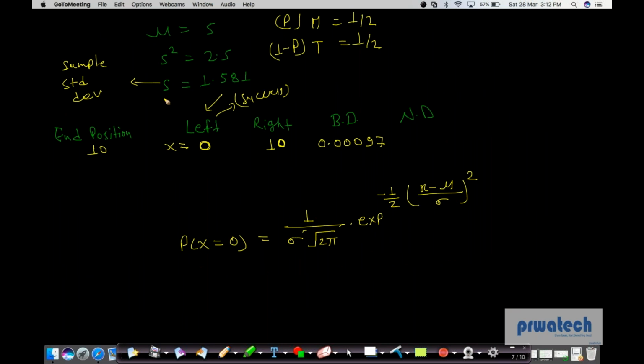I do not have a value of the sample standard deviation, the mean of this. So can I say this is nearly similar to this? If I don't have a value for this, can I take this value and count it as a mean? We will have to do that. We don't have any other choice.